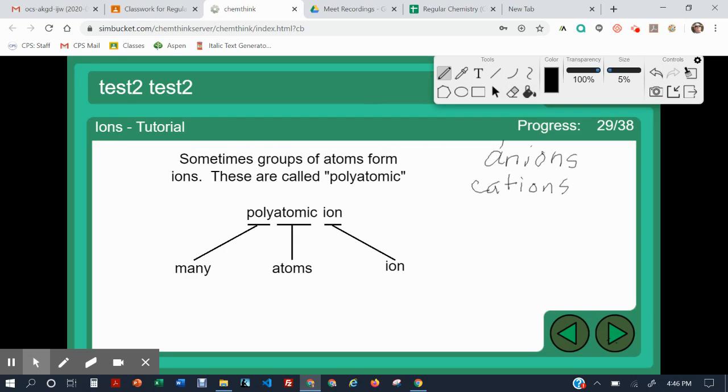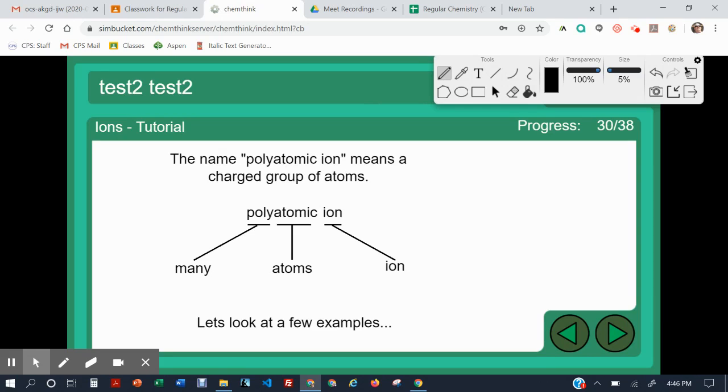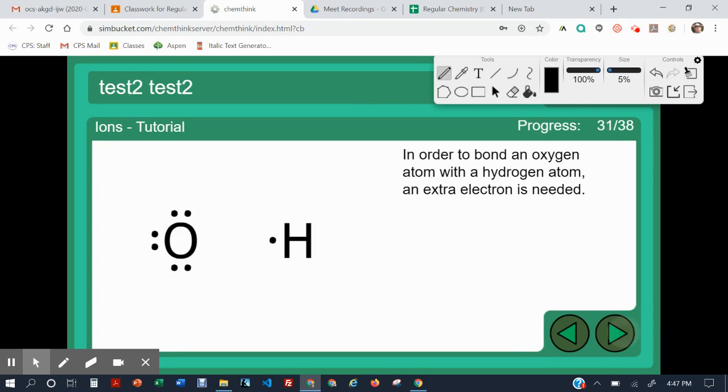Okay, sometimes groups of atoms form ions. Groups of atoms can form ions. And these are called polyatomic ions. Poly means many. So if you have a group of atoms that form an ion, they're called polyatomic ions. Let's look at a few examples.